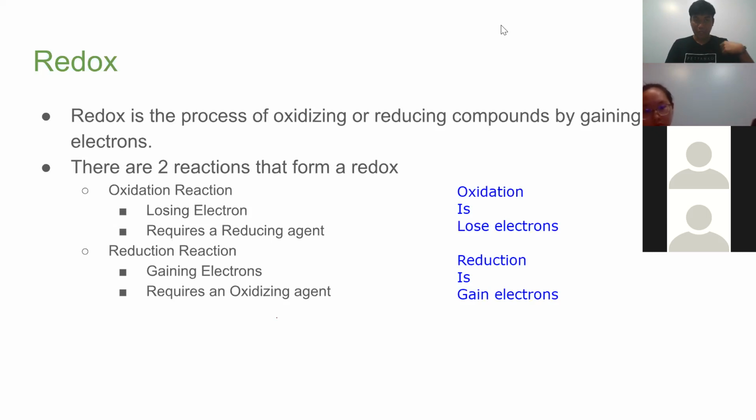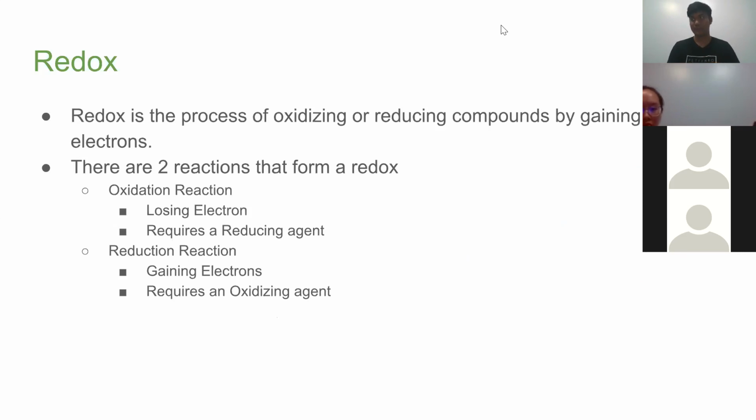And do note that when you're using an oxidation reaction, you need a reducing agent, and for a reduction reaction, you always need an oxidizing agent. So it's always a hand in hand thing. You don't use an oxidizing agent for an oxidation reaction, and this is the same thing for a reduction reaction. It's always the opposite. So if it's an oxidation reaction, reducing agent; reduction reaction, oxidizing agent.